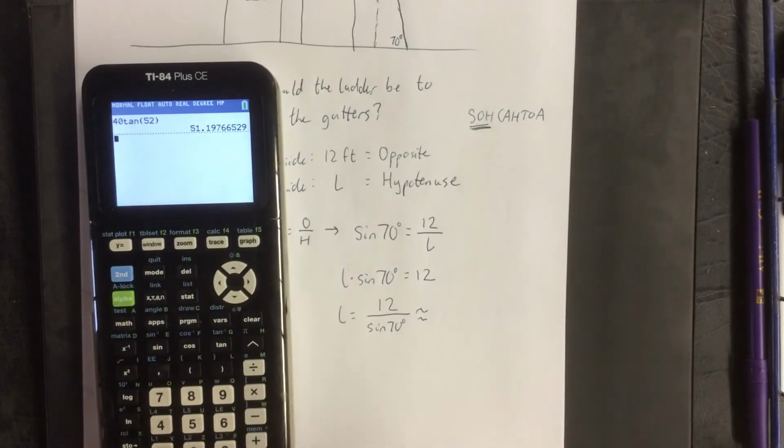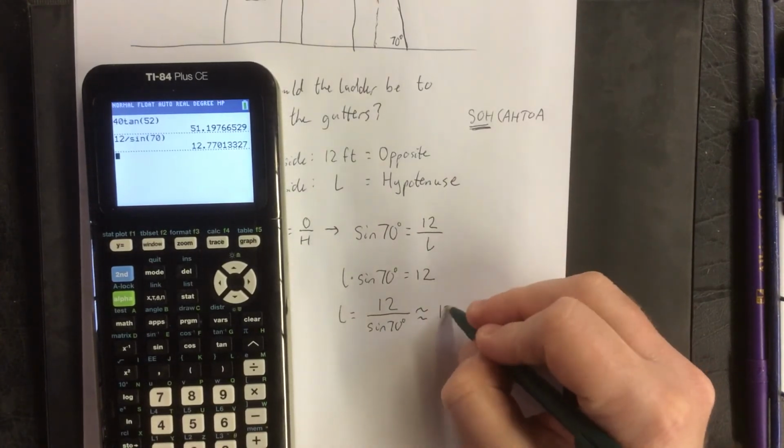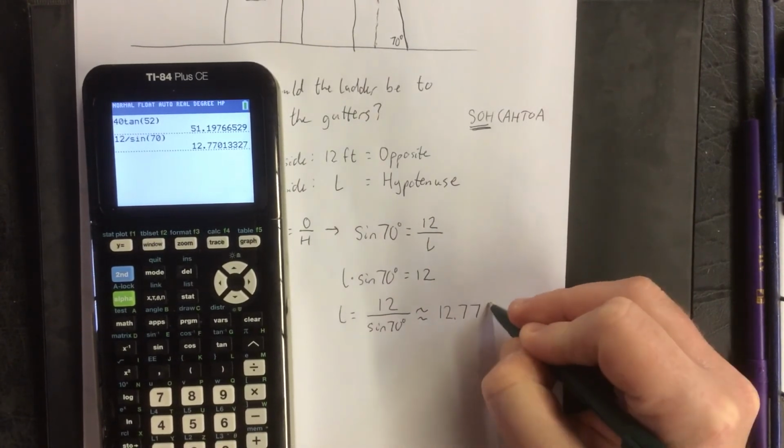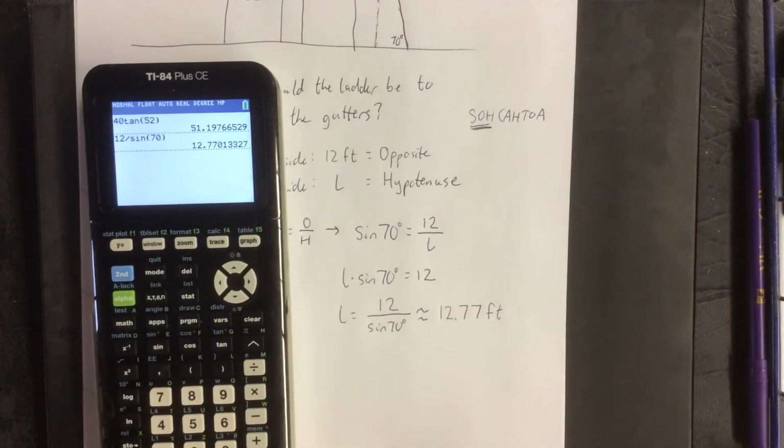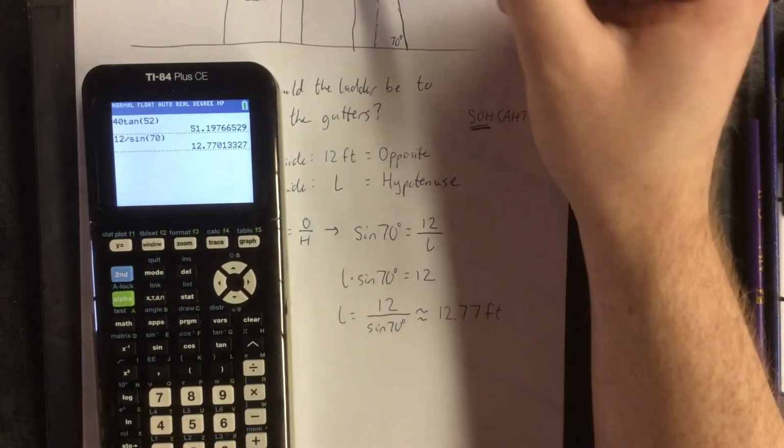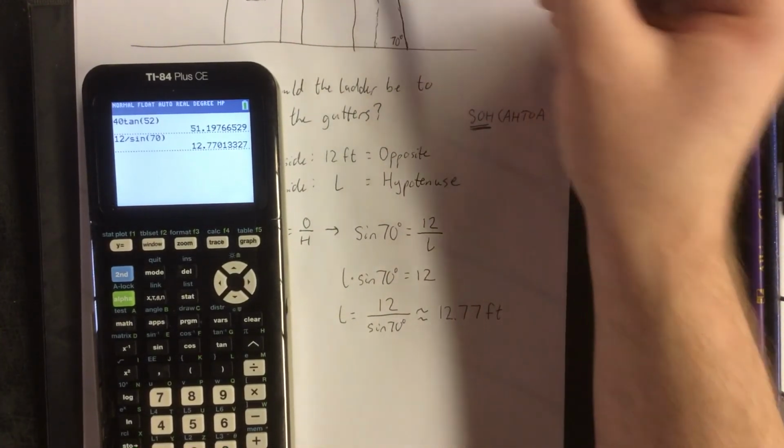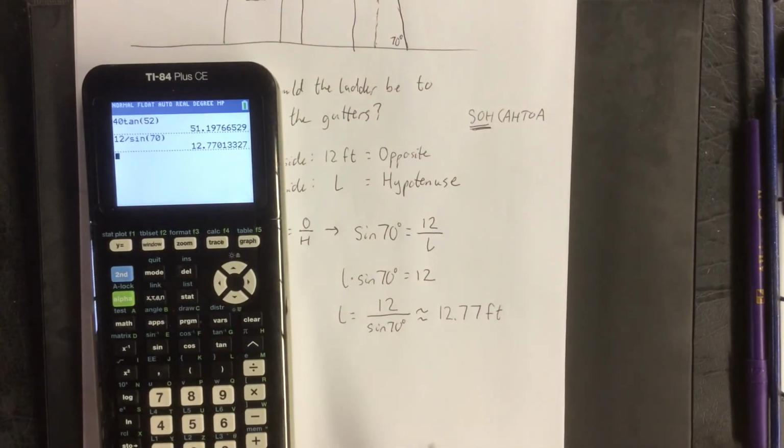So from the calculator, we've already verified that we're in degree mode. This will be 12 divided by the sine of 70 degrees. It looks like the ladder needs to be at least 12.77 feet long. Now, if the ladder happens to be longer, I can rest the edge of it above the top, and that would probably be what's responsible.